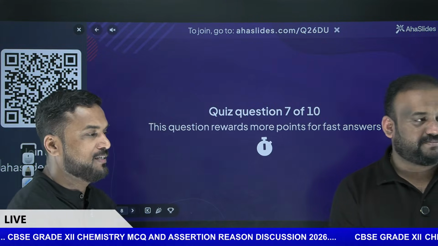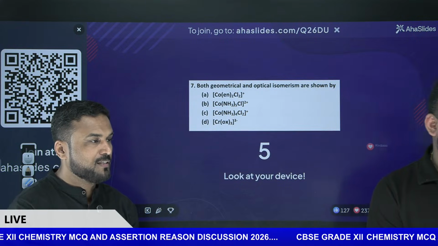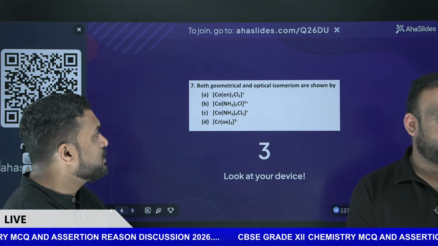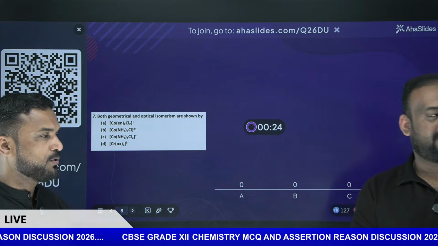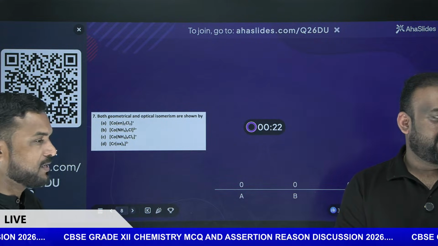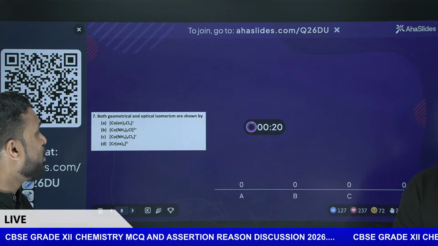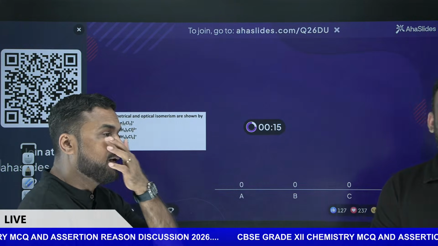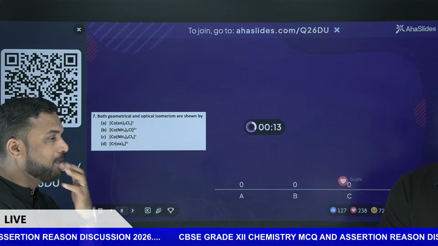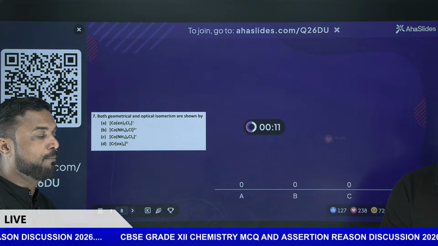This is the seventh one. Here is the seventh question. Read the question carefully. Both geometrical and optical isomerism are shown by which of the following? 30 seconds, time is running. Both geometrical and optical isomerism. Read the question carefully, not only optical, geometrical as well. Geometrical means it should be a heteroleptic complex.